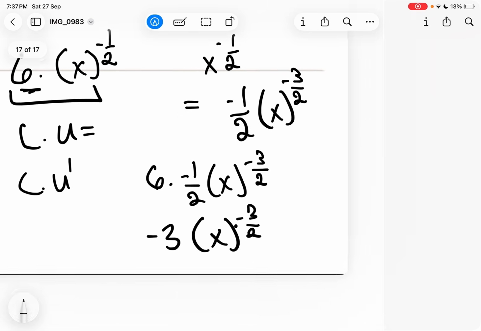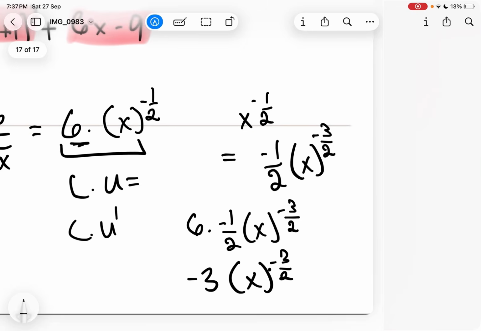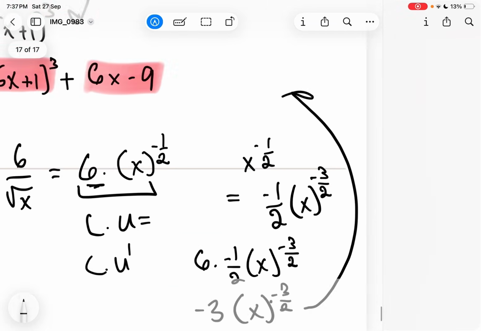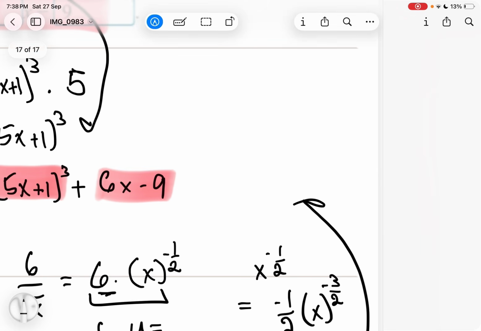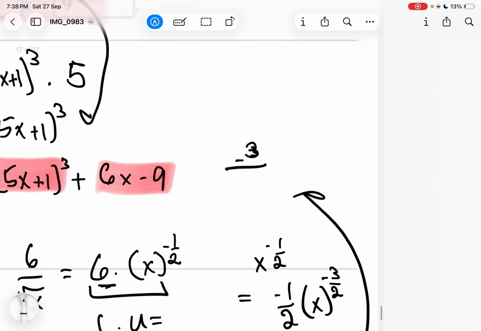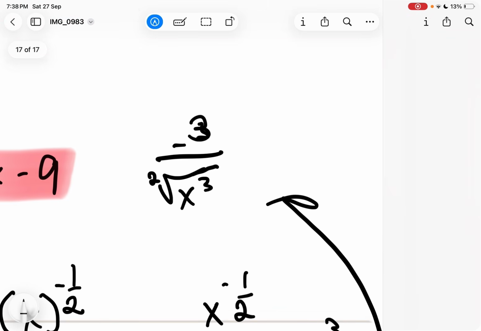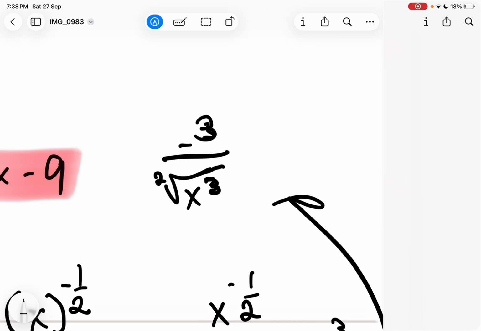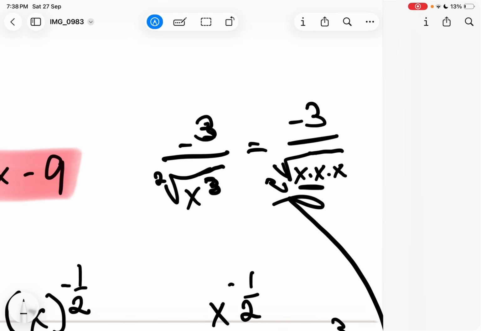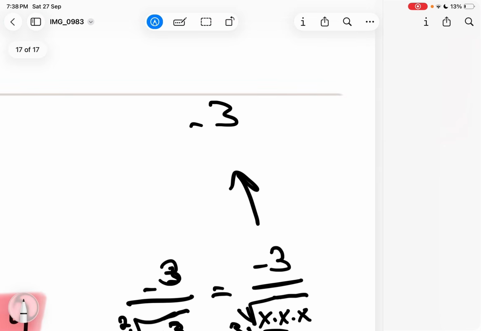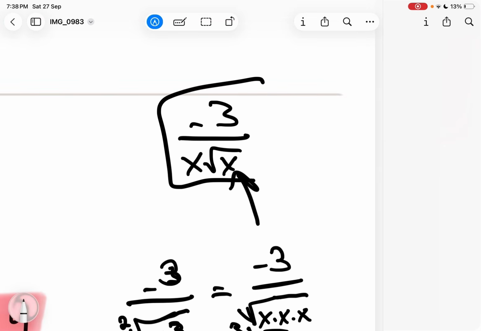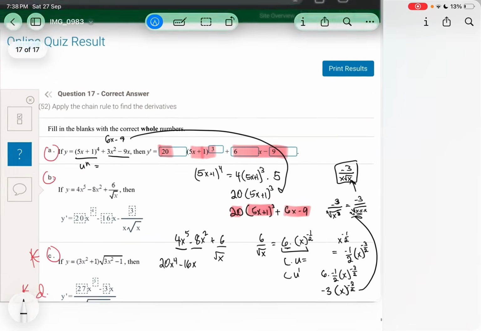And then since it's a negative, you move it down. I'm going to go back up there because there's no space anymore down. So the last thing, we move it down, so it will be negative 3 over radical of x to the power of 3. And since the radical has an invisible 2, you cannot keep this bigger than 2. So you have to simplify it. So it will be negative 3 over radical of x times x times x. Now you could simplify those two x's out. So at the end, it will be negative 3 over x radical of x. That's your final answer for that.